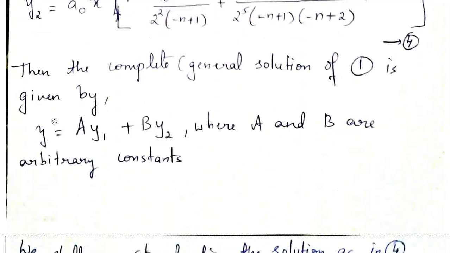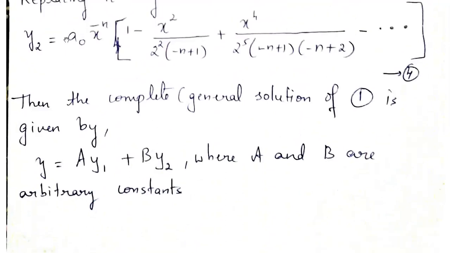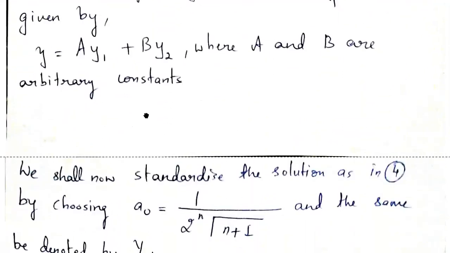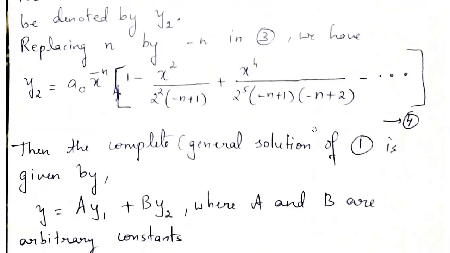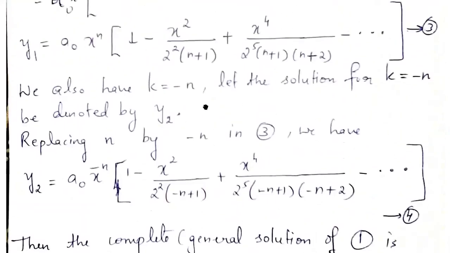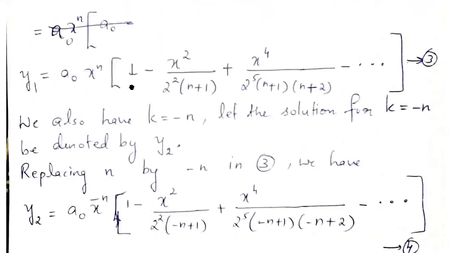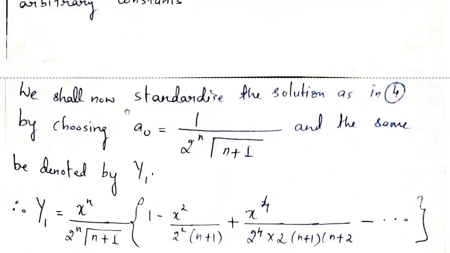But now here we have constants, that is capital A, capital B, and we have one more arbitrary constant a naught here. So what we do is try to get one particular solution by taking one standard value for a naught, and let that standard value for a naught be equal to 1 by 2 power n into gamma of n plus 1. So now by substituting this value of a naught in equation number 3, that is in this particular equation, what will y1 be equal to?